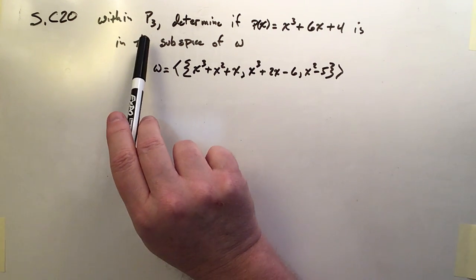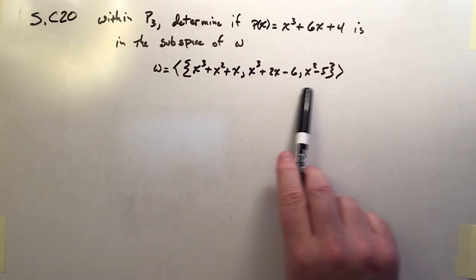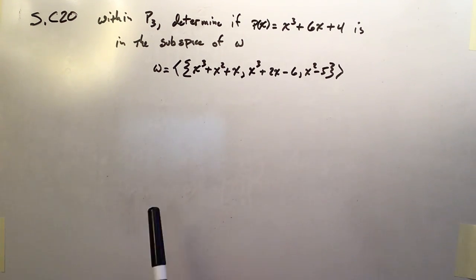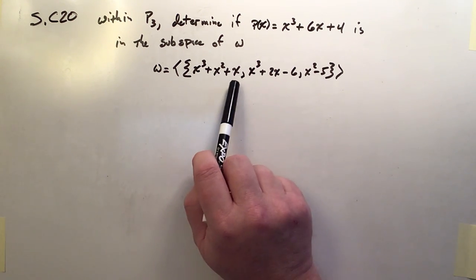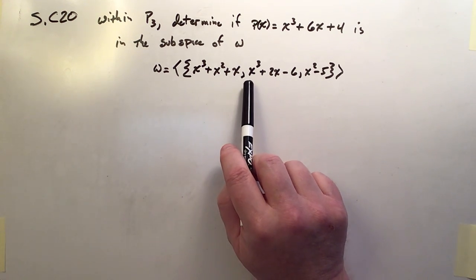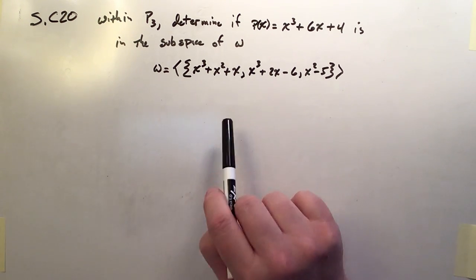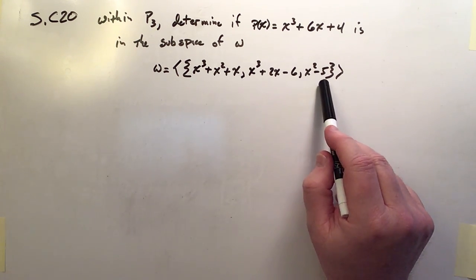So in this case, we've got P3, which means we're going polynomials up to order 3, which forms 4 terms, so we basically got vectors that have 4 members to their set. In this case, we have a subspace W that consists of these 3 polynomials. And again, these are going to be vectors of 1, 1, 1, 0 for the 0 order. This one's going to be 1, 0, 2, negative 6. And then this one's going to be 0, 1, 0, negative 5.